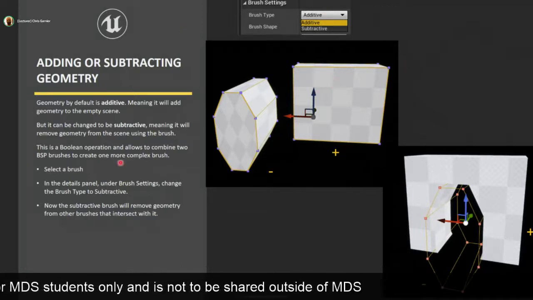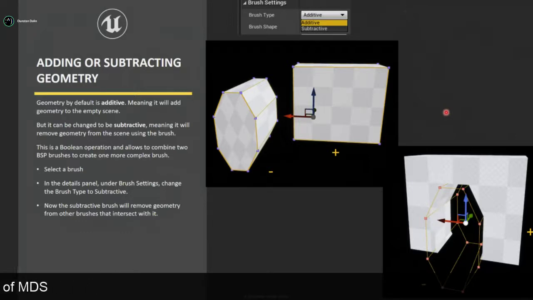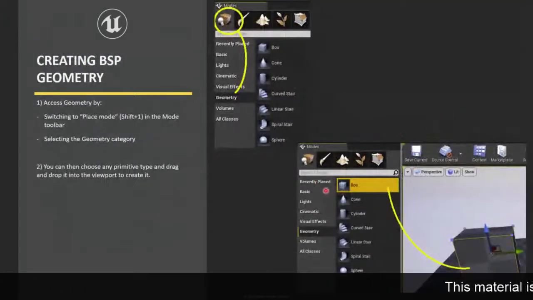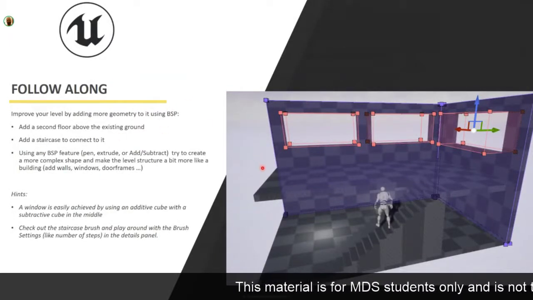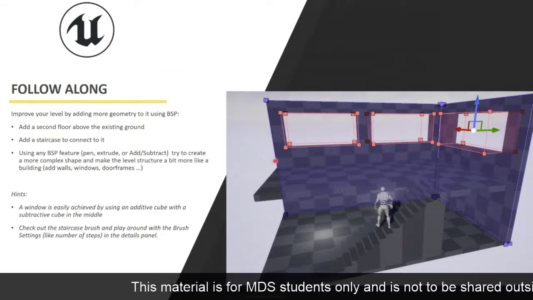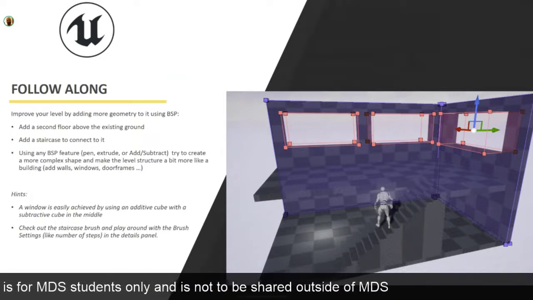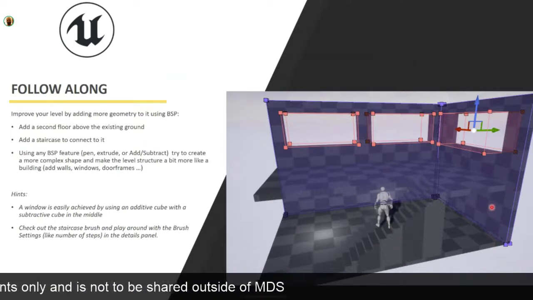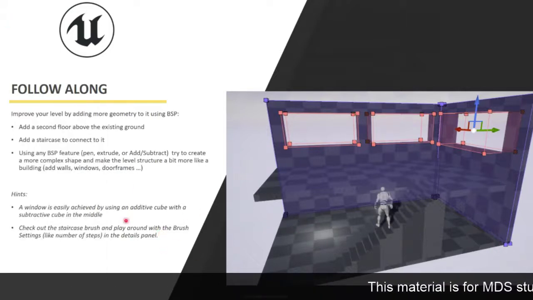Any other question about BSP geometry? Just going back, where do you find the brush that allows you to manipulate it? Right. So yeah, I'll just show you guys in engine. I'll just switch to the follow along section, and then I'll be able to show you guys exactly. So the follow along section, we're going to try to make our level a little bit better. We're going to add walls, windows, staircase, and just make it a little bit better than just a stupid floor. So let's jump in engine. I wish I could show you the slides and at the same time.